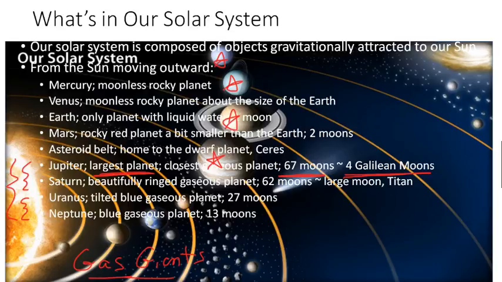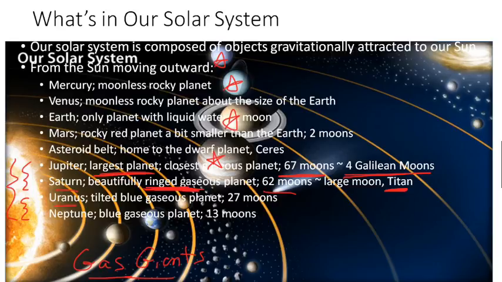Saturn, the thing about Saturn is its rings. Actually, all of these gas giants have rings, but Saturn's rings are the most beautiful. It has 62 moons, so we're talking lots of moons. One of the moons around Saturn is called Titan, and that's quite interesting. Titan has been visited by a spacecraft, a lander of sorts.